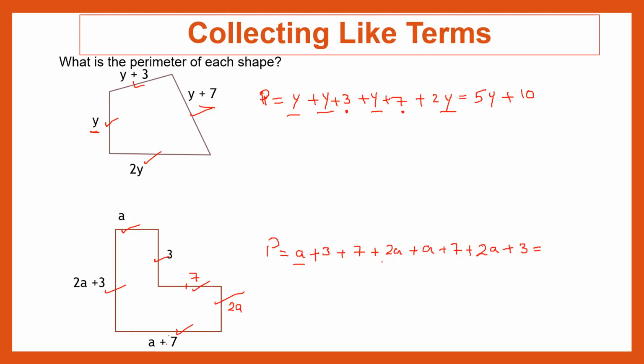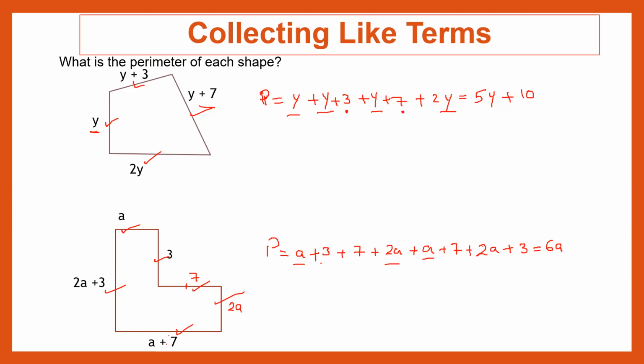I have a and 2a, that makes 3, and another a makes 4. Take care, when you see a only, it means like 1a. So I have 1a and 2a, that makes 3a. Another 1a makes 4a. And another 2a makes 6a. So I have 6a, this is my first term.